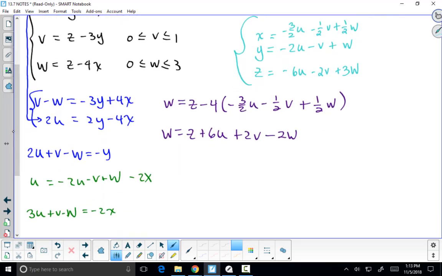Yeah. So does it matter which ones you choose? So could I do like w is z minus 3y instead of v? That does not matter. Okay. You'll just have your ranges be different, right? If you put this one up here, your v would be 0 to 3 instead of 0 to 1.